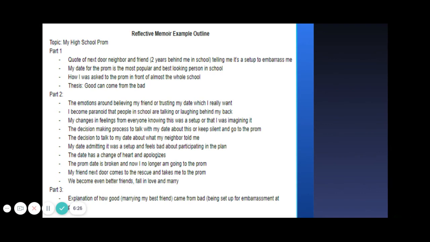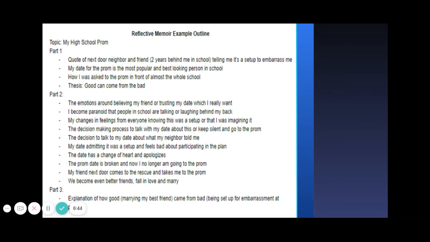Then in part 2, I tell the whole story from start to finish. I include beginning, middle, and end. So I go through being asked, being paranoid, going back and forth, thinking I need to talk to him, deciding to talk to him, him admitting it, the date being canceled, and my best friend taking me, us falling in love and getting married.